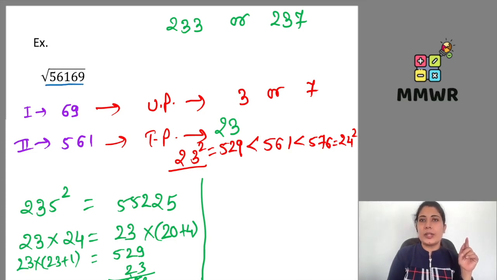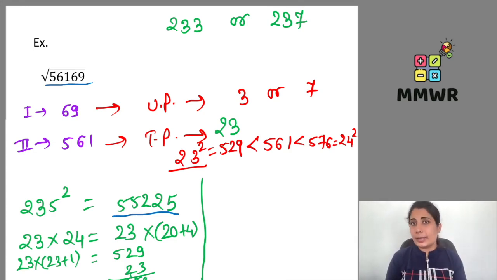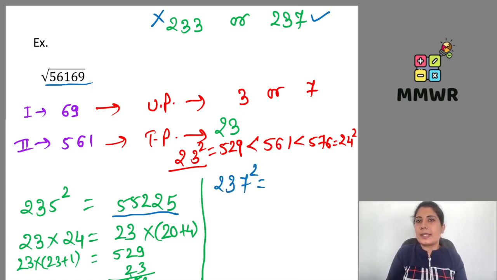After getting the square of this, we can easily get the hint here. Here we have 56169, which is greater than this number. That means the square root of 56169 will be greater than 235. So it can't be smaller than 235. It has to be a greater one. Let's cross check by taking the square of 237.